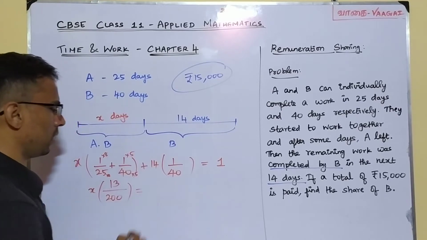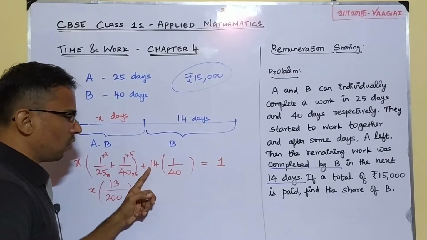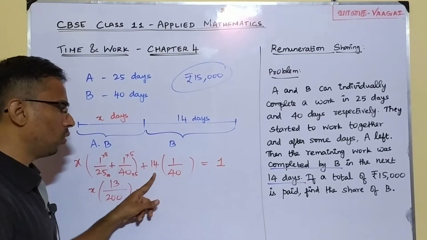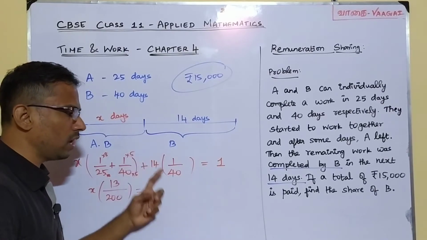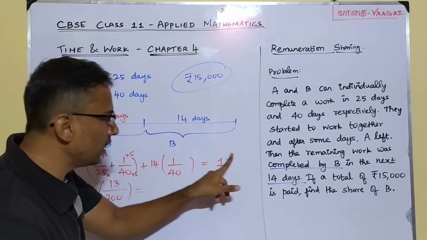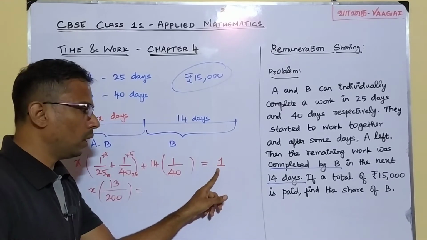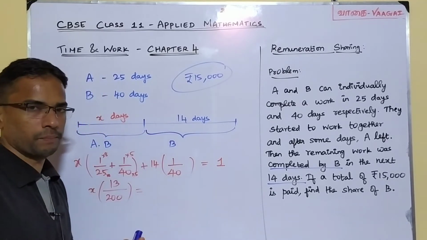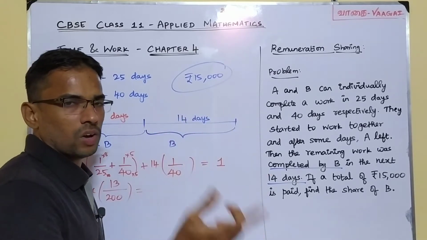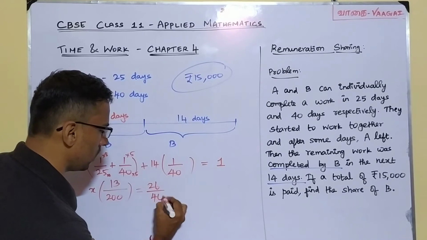This will be equal to, and here I'm going to chase this 14 by 40. Actually, I have 14 into 1 by 40. This is nothing but 14 by 40 only. Is it or not? So 14 by 40. If I take it to the other side, what happens? I have already 1 here. So 1 minus 14 by 40 it will become. Just simplify it. 40 minus 14 will be actually 26 by 40.